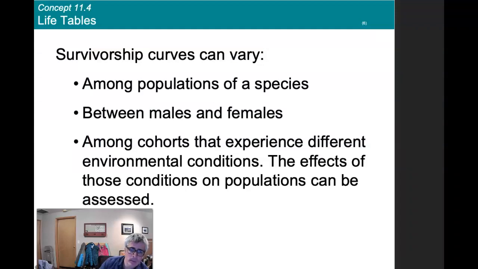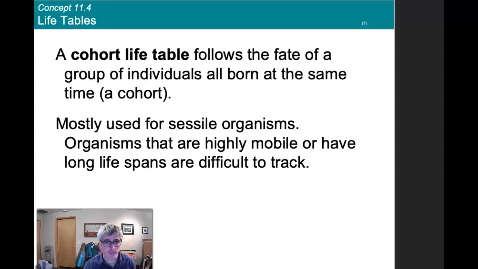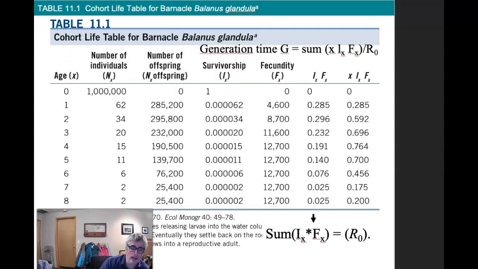Survivorship can vary among species, between males and females, and among cohorts that experience different environmental conditions, and the effects of these conditions on populations can be assessed. A cohort life table follows the fate of a group of individuals all born at the same time, the cohort. It is mostly used for sessile organisms, or those that are highly mobile, have long lifespans, or are difficult to track.